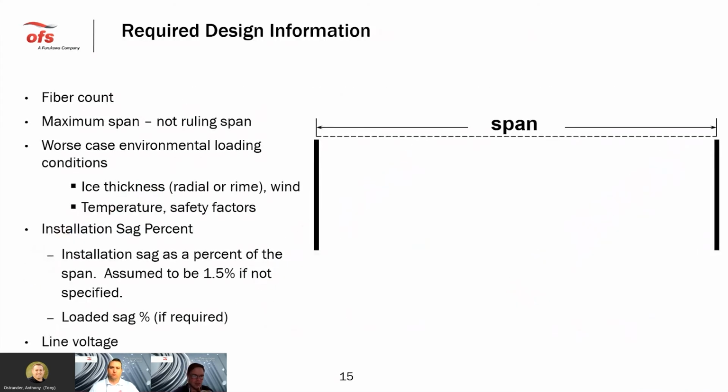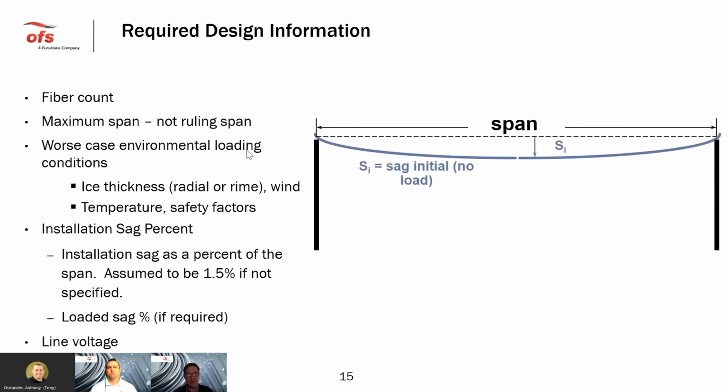And to go ahead and start to wind down, the required design information includes the fiber count. So we design for the fiber count and the maximum span. One note about that is it's not ruling span, it's maximum span. And so we're designing for the maximum span that the cable is going to handle. Also, the worst case environmental loading conditions for ice, whether it's radial or rime ice, the wind, and anything that we need to know about temperature or safety factors.